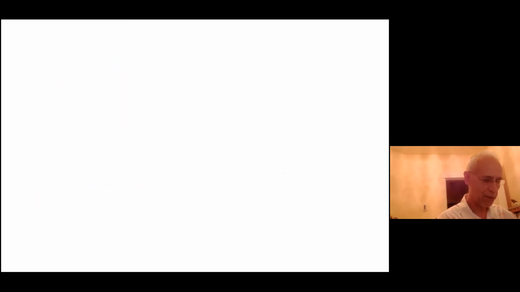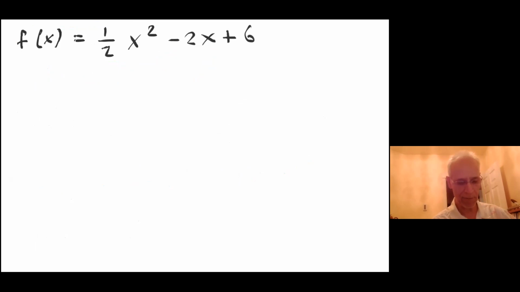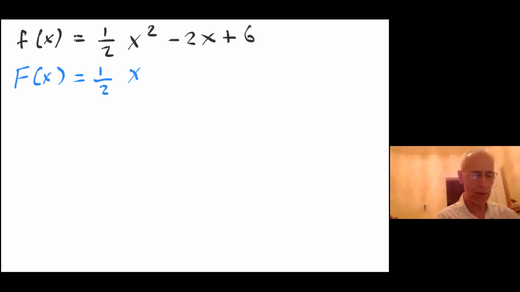Let's do another one. Suppose small case f of x equals 1/2 x to the second minus 2x plus 6. And we want to find the antiderivative capital F of x. Well, here's my 1/2, that's my constant, I'm going to leave it. So I had x to the power of 2. If I add 1 to it, then I have x to the power of 3. Now I can divide by 3, but it's better for me to multiply by 1/3, which is the same thing as dividing by 3. It's just a little bit cleaner.